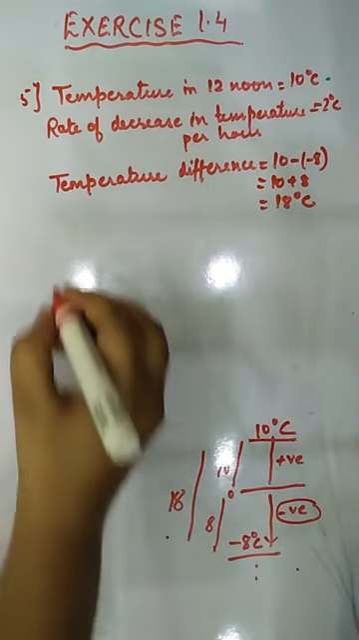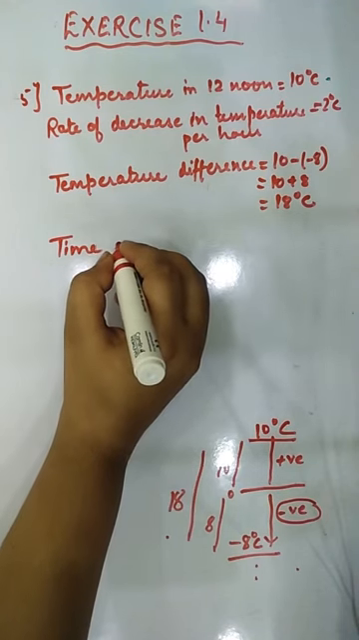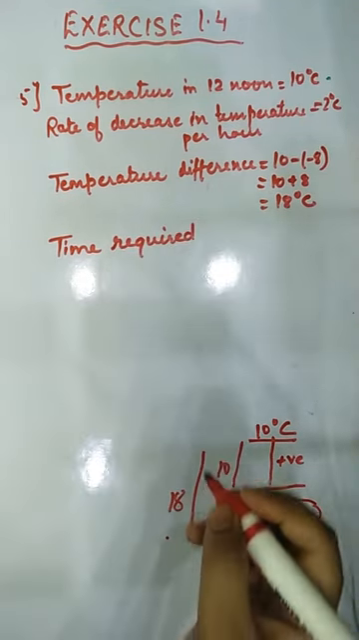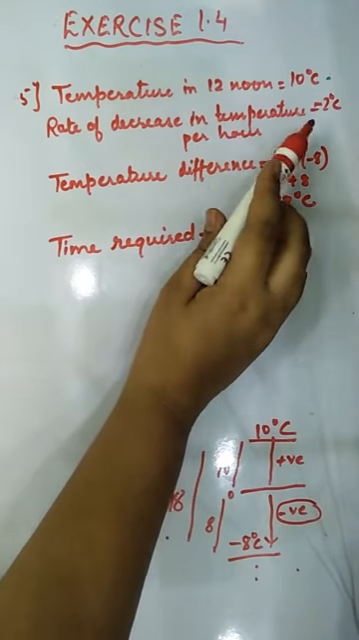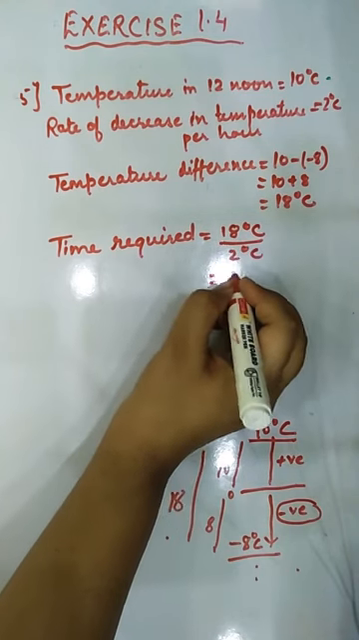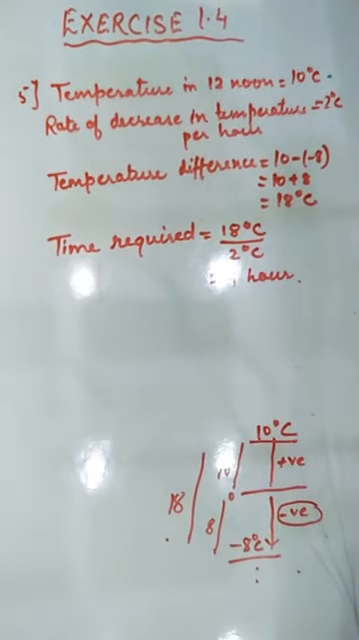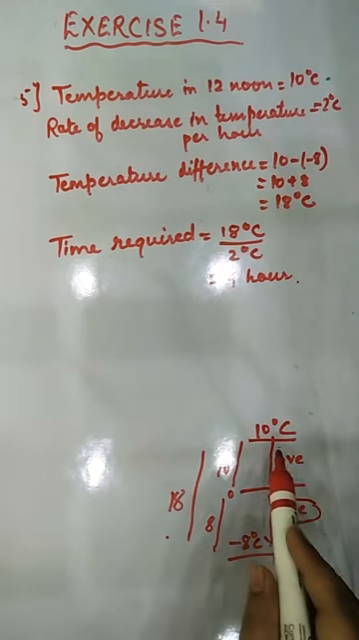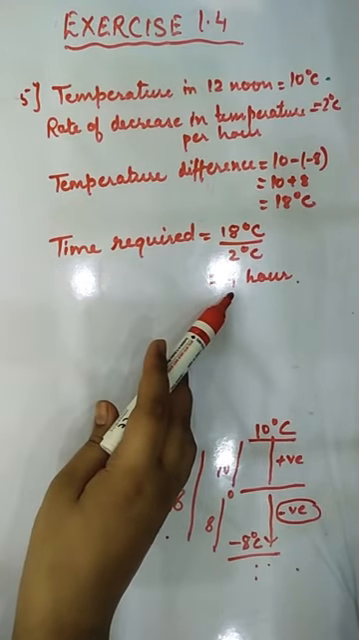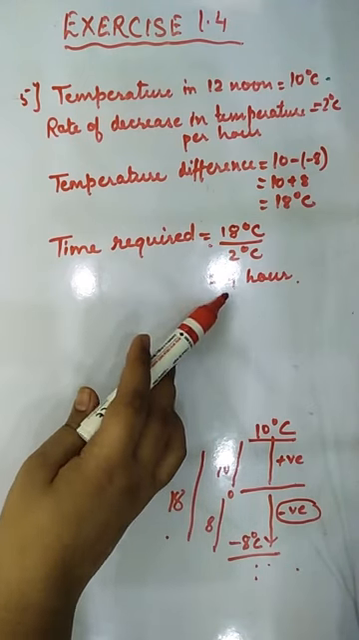So time required, how will you do it? Time required will be how much, at 2 degrees Celsius per hour? So you will write 18 degrees Celsius divided by 2 degrees Celsius. This will be 9 hours. So to go down 18 degrees Celsius from 10 degrees Celsius, you have to find out the time. Per hour it is going 2 degrees Celsius down. So for 18 degrees Celsius, you need 9 hours.